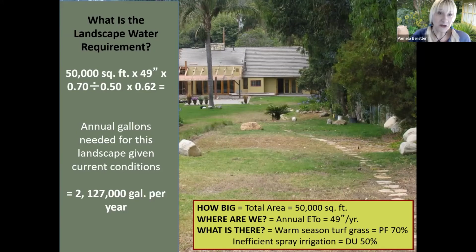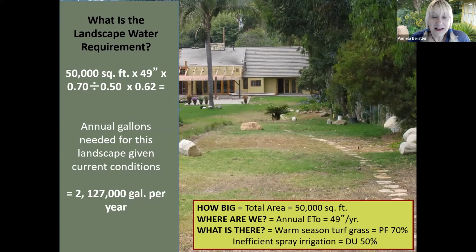Well, the plant's warm season grass, 70% plant factor. And we divide by the distribution uniformity of the irrigation system, which is another ETO adjustment factor. And then we multiply it by 0.62. And so this particular landscape, hard to believe, but there it is, requires 2,127,000 gallons of water per year. Like, for what? Honestly.